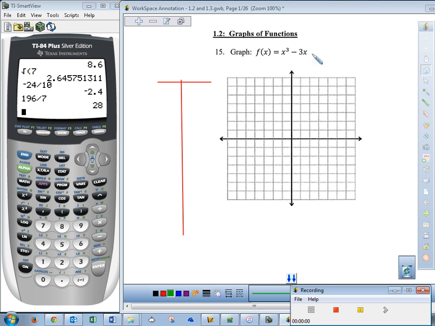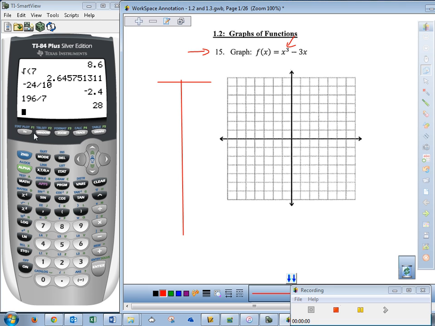Today, 1.2 is about graphing functions, and luckily we know how to use our graphing calculator to graph a lot of functions. They ask us on the first problem to graph f of x equals x cubed minus 3x. Try to think back to your knowledge from Algebra 2. What will this look like? Line, parabola, snake, what's a cubic? Since the third degree is the highest degree, what's this thing look like? It looks like a snake.